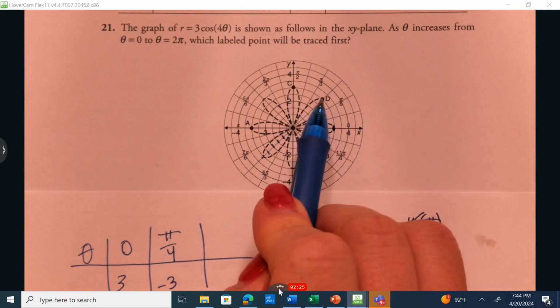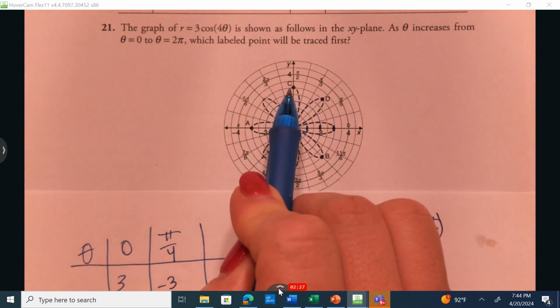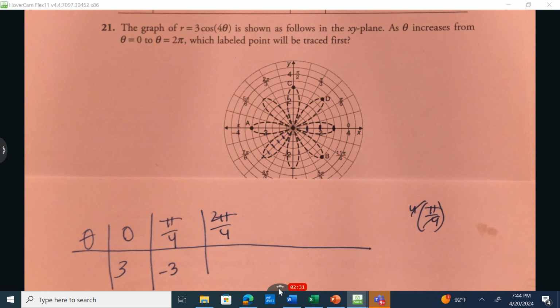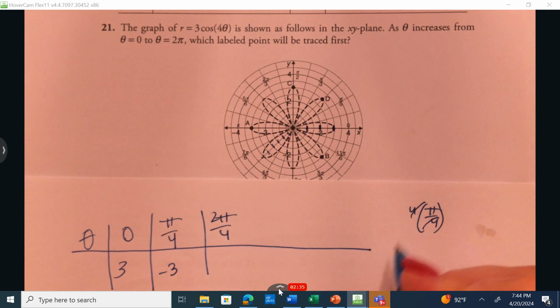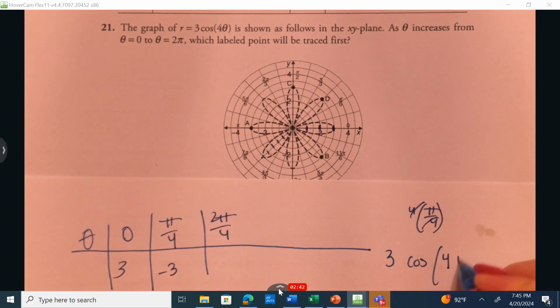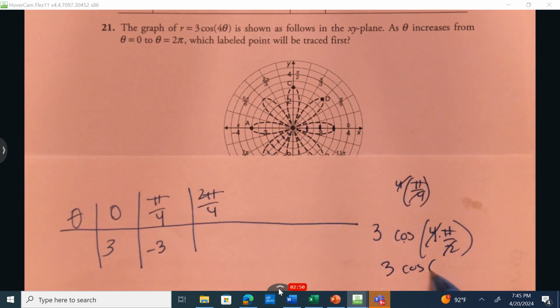Okay, so I've done pi over 4. Now I'm going to do 2 pi over 4, which is the same as pi over 2 reduced. That's this location right here. All right, let's plug it in. So I have 3 times the cosine of 4 times pi over 2. Now when I reduce it, 4 over 2 reduces to 2, so I have 3 times the cosine of 2 pi.